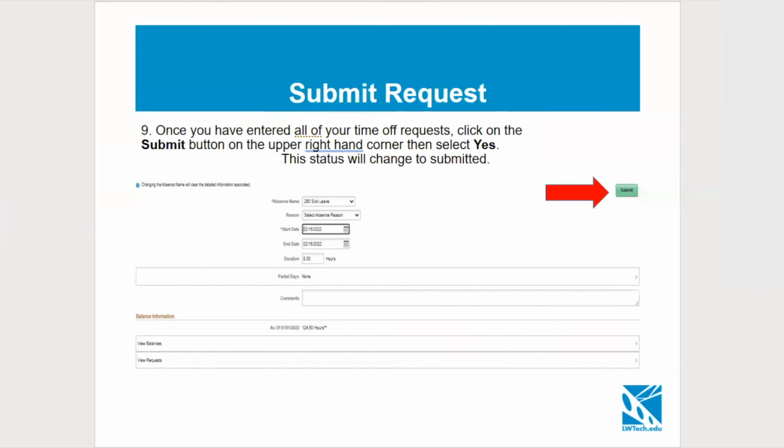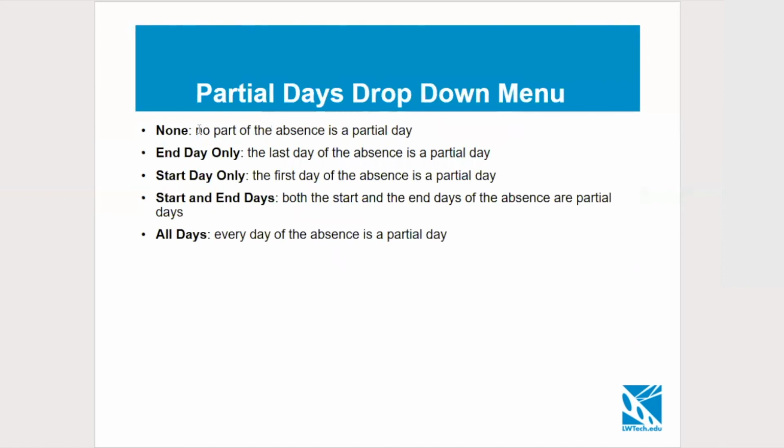So this is really just definitions. That's why I wanted to skip this page and go to the next, just to show you how to finish that process. So partial day drop-down menu. If it's not a partial day, you're going to leave it as none. There's no partial day, you're taking a full day off. Your end day only. You can select start dates and end dates and have multiple times off, and duration is the amount of hours in those days.